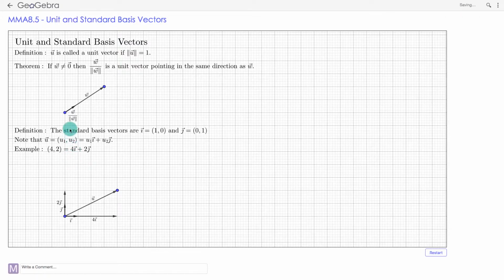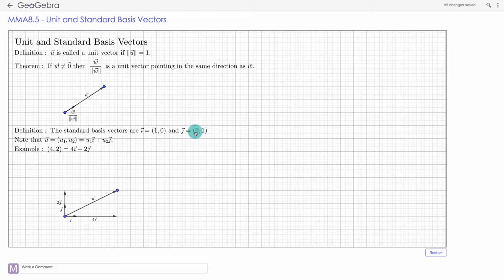Then we have some other important vectors. They're called the standard basis vectors, and in your book the notation is i and j, and when we get to 3 dimensions, we will have i, j, and k. And basically these vectors are just vectors where i has component 1 being 1, the rest 0. Vector j has component 2 being 1, the other 0.